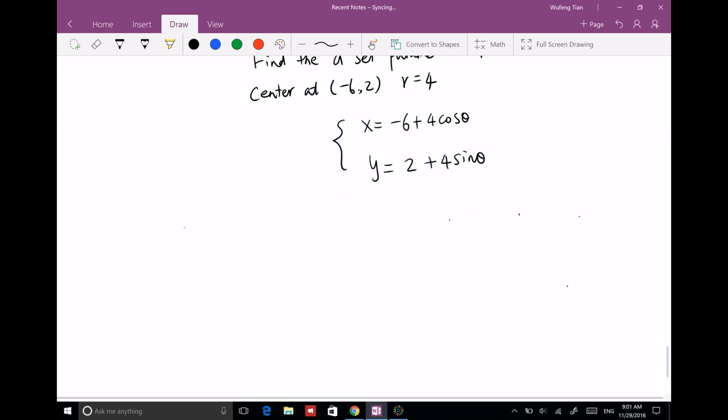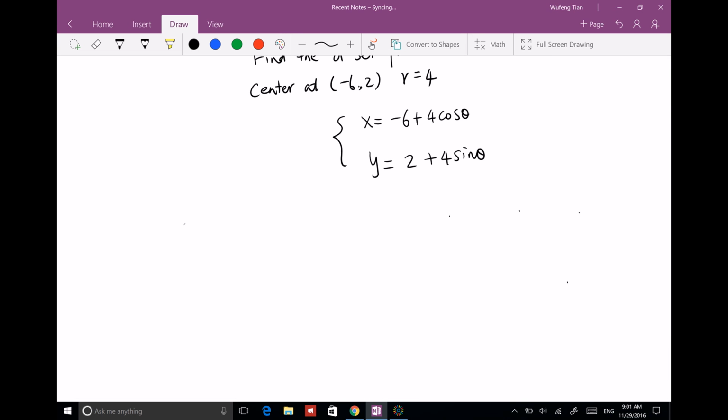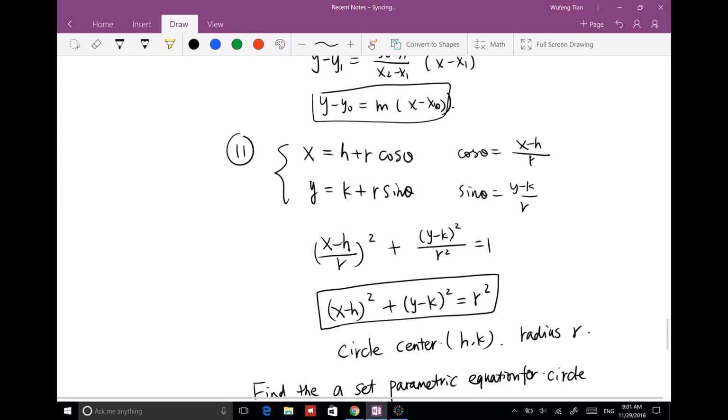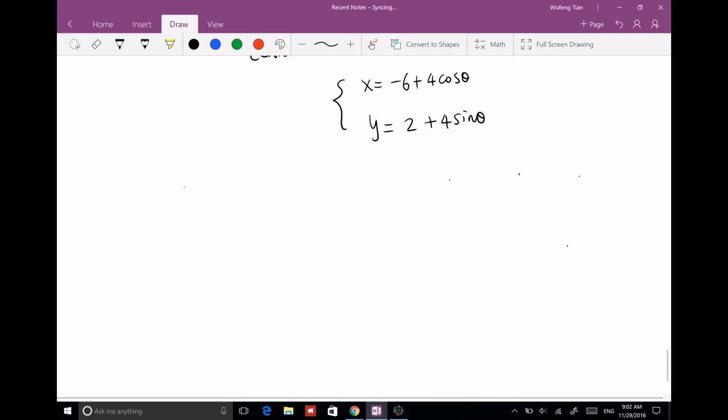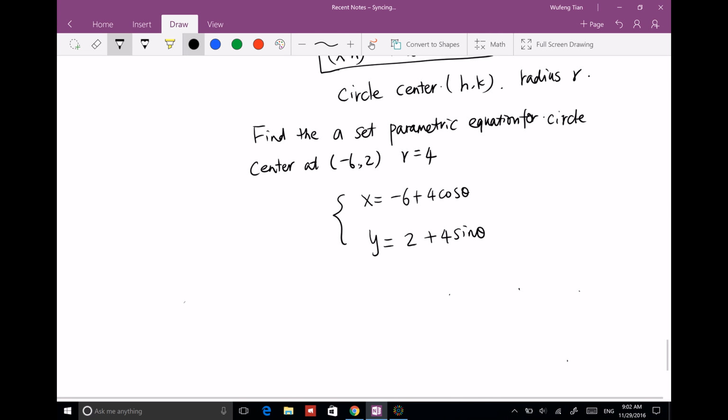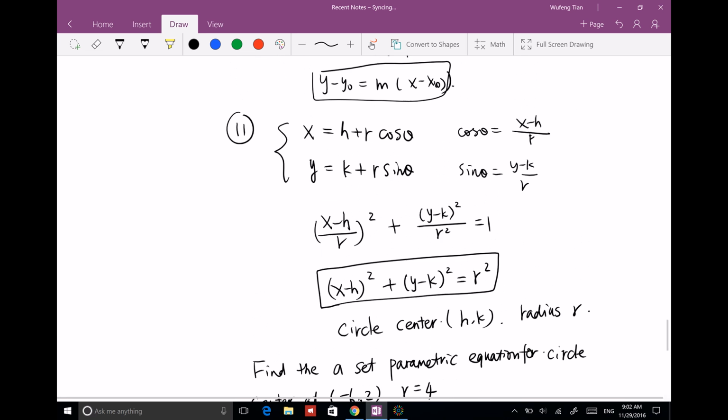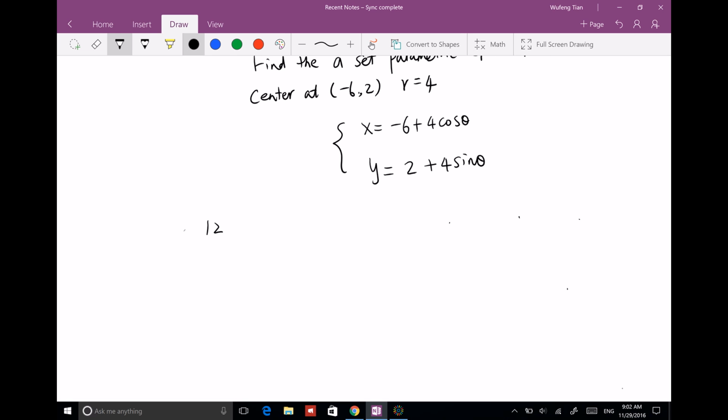Okay, so we're going to look at more examples of the parametric equation. We did h plus r cosine theta. Okay, so next one, this is example 11. So let's look at example 12.